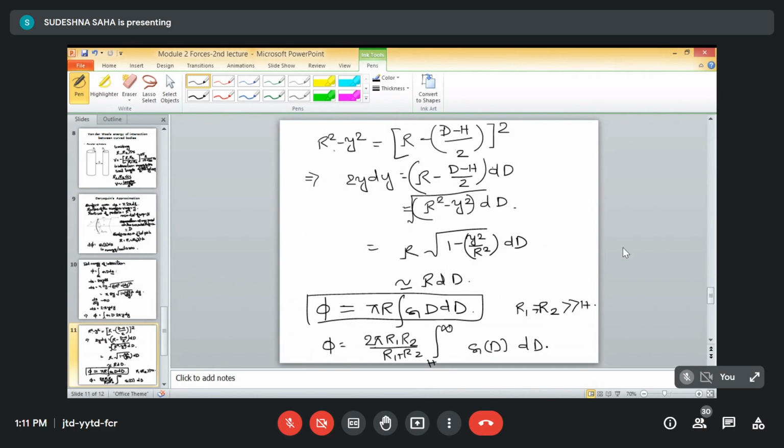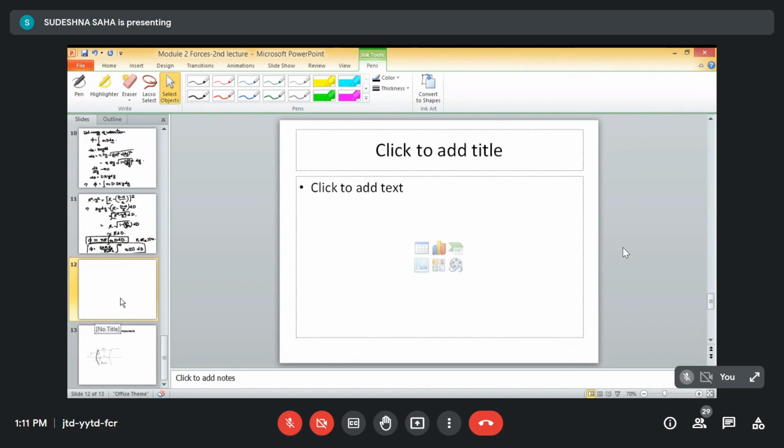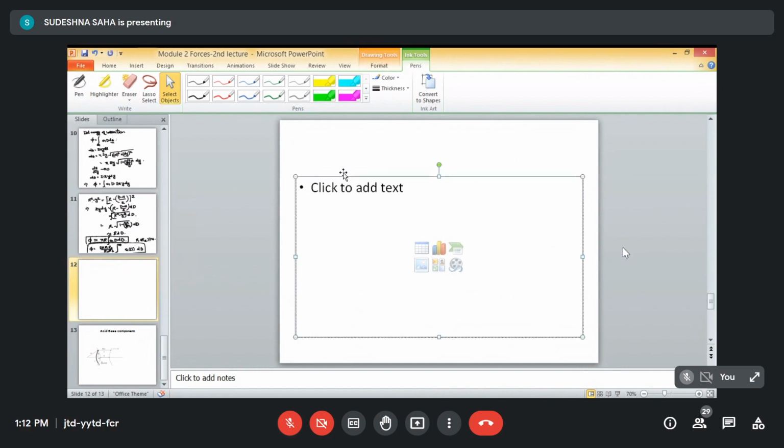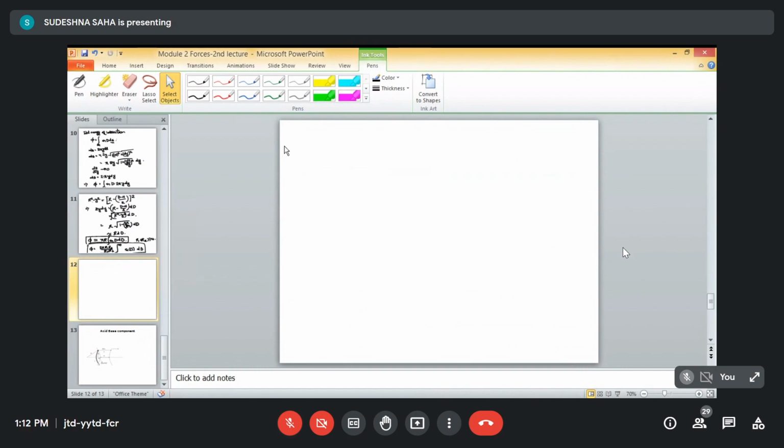Okay, so this equation is for particles having dissimilar radii, or any two particles if you consider it. Okay, next, we already know this, and now we will try to correlate it with the interaction energy between flat plates.